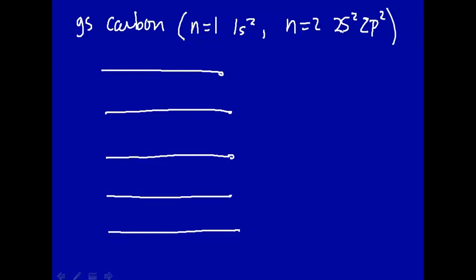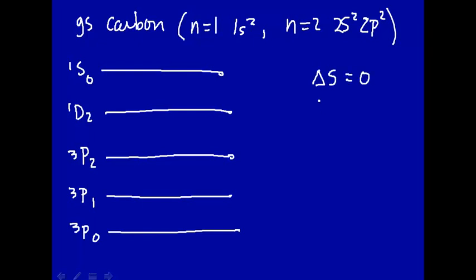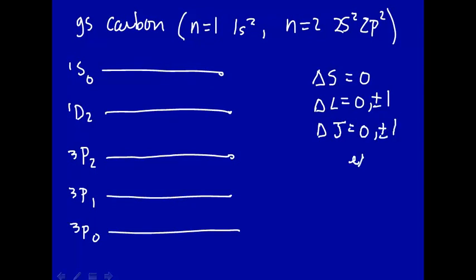But within this set of states, actually the p orbitals, we have different electronic states, and we can look at transitions between them. Recall that the ground state was a triplet P0. This is a triplet P1. This is a triplet P2. And then the next higher level we found experimentally, 1D2, and then we had the singlet 1S0. So let's use the selection rules. Delta S equals 0, delta L equals 0 or plus or minus 1, and delta J is equal to 0 or plus or minus 1, except a 0 to 0 transition.